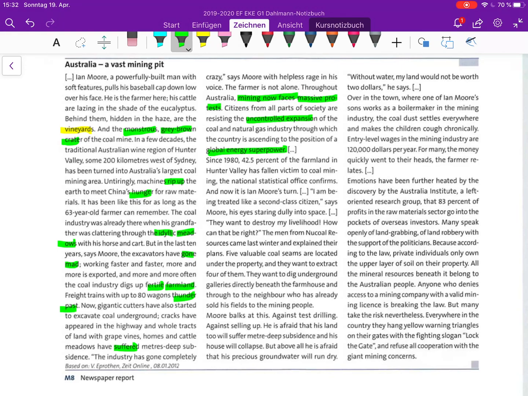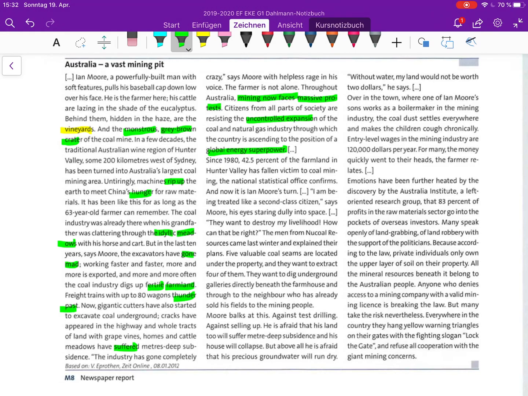They want to dig underground galleries directly beneath the farmhouse and through the neighbor who has already sold his fields to the mining people. Moore balks at this, against test drilling, against selling up. He's afraid that this land too will suffer meter-deep subsidence and his house will collapse. But above all, he is afraid that his precious groundwater will run dry. Without water, my land would be worth $2, he says.